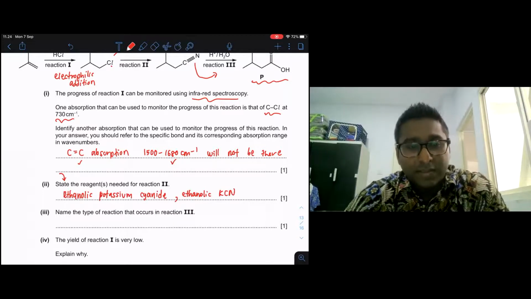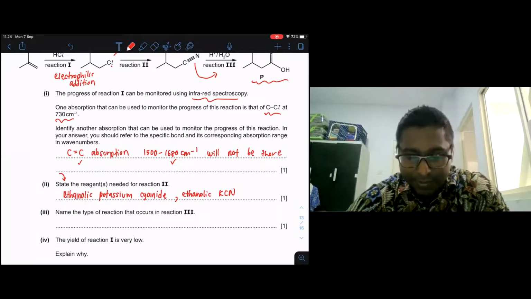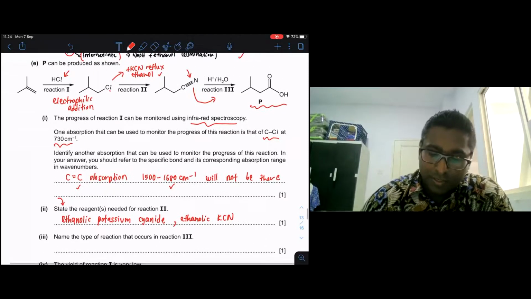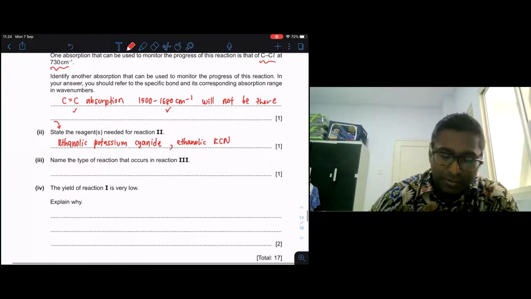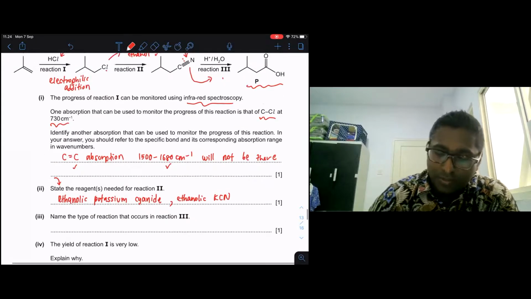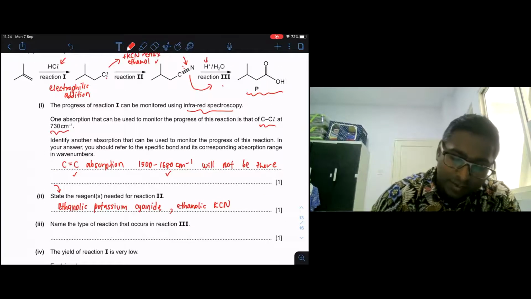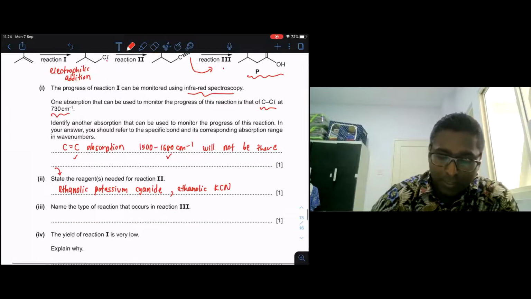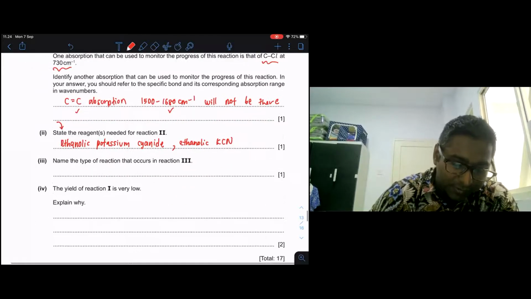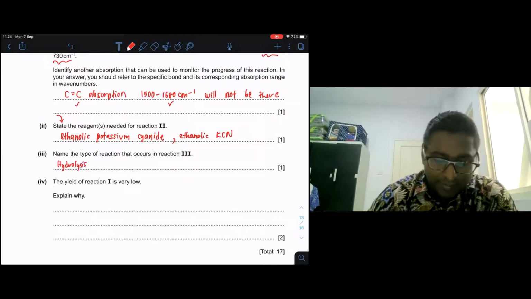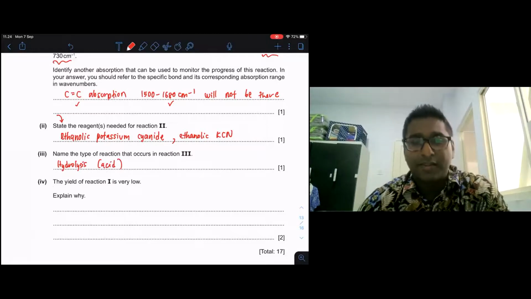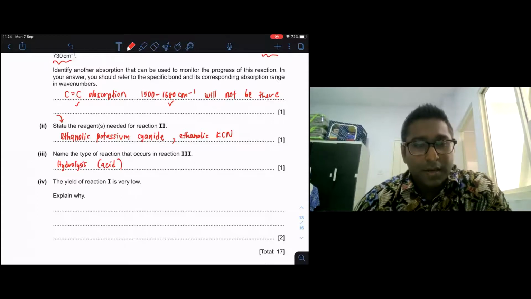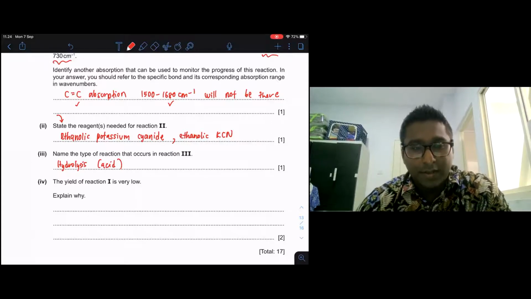Now name the type of reaction that occurs in reaction 3. The triple bond is going to be broken and you are going to have the carboxylic acid coming in. You break using water, reacting with H+ and H2O. So this one is hydrolysis. Since it uses acid, if you want to mention acid hydrolysis, it is still fine. If you mention hydrolysis, it is good enough already. Now the yield of reaction 1 is very slow.